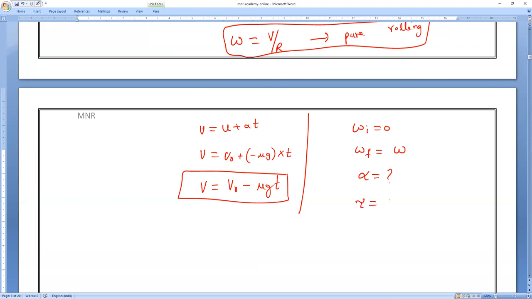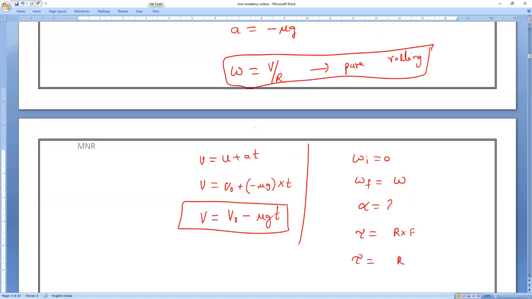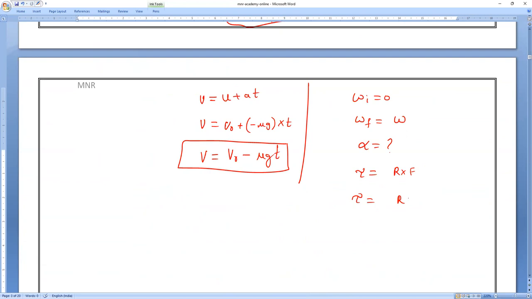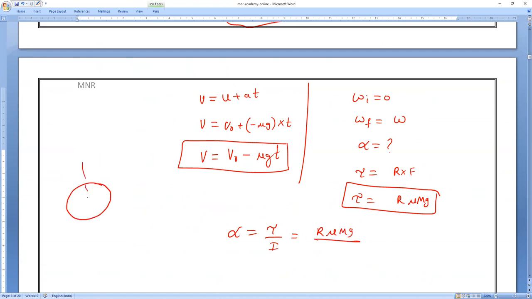We all know that tau is equal to R into F, and the force exerted, F, is equal to mu M g. That is tau. We also know that alpha is equal to tau by I. So alpha is equal to R into mu M g divided by I. What is the I value of a disc? The I value of a disc is MR square by 2.